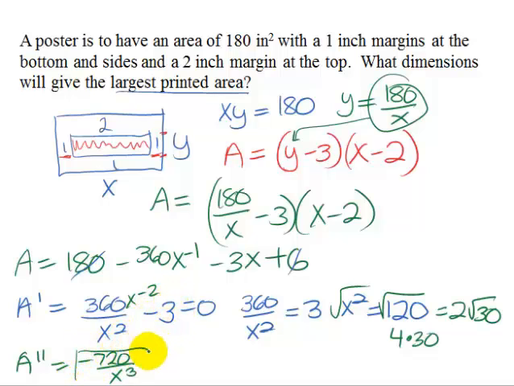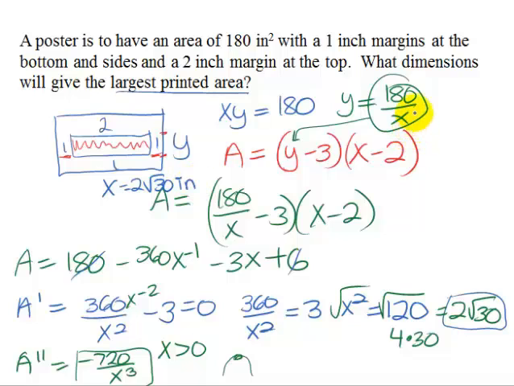So here is our second derivative, and since x is the length here, that's always greater than 0, the second derivative is always negative, which tells us the graph is always concave down, so our critical number here is a maximum. So we have our answer now. We would need to make the x direction here 2 square roots of 30 inches, which we could get a decimal approximate of if we needed it. We'll go ahead and leave it in exact form.